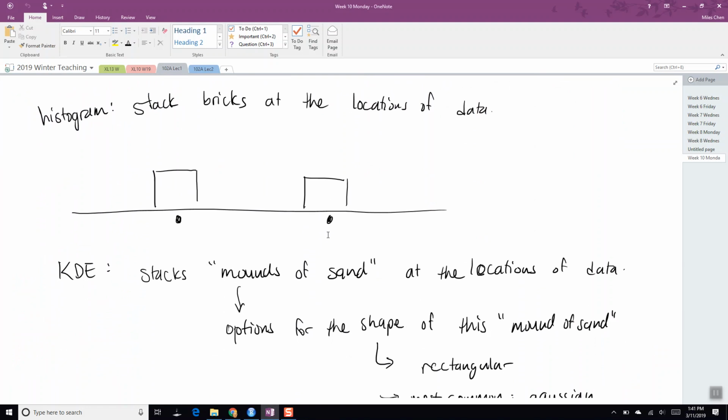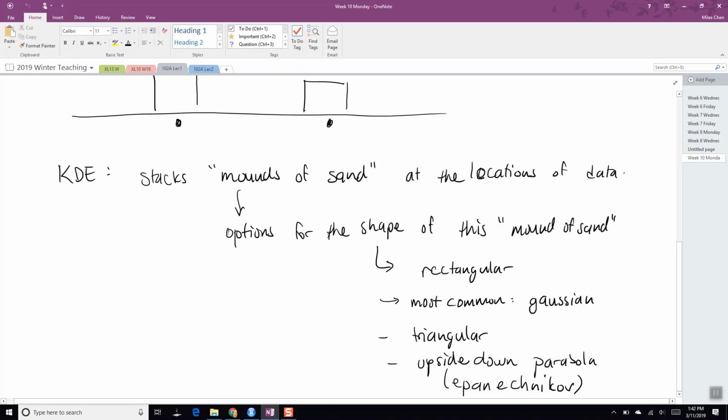Kernel density estimation does something very similar, except you don't have these rigid bricks. Instead, I don't know if there's an analogous thing in life, but I call it, you have these mounds of sand, okay? You're going to drop mounds of sand at the location of each data point, okay? And we have different options for the shape of the mound of sand that we drop, okay? You can drop rectangle-shaped mounds of sand, or the most common choice is the Gaussian, so this normal hill being dropped on each data point, this little sand hill. You can drop triangles or upside-down parabolas, which gets this name Epanechnikov, after the guy who did it.